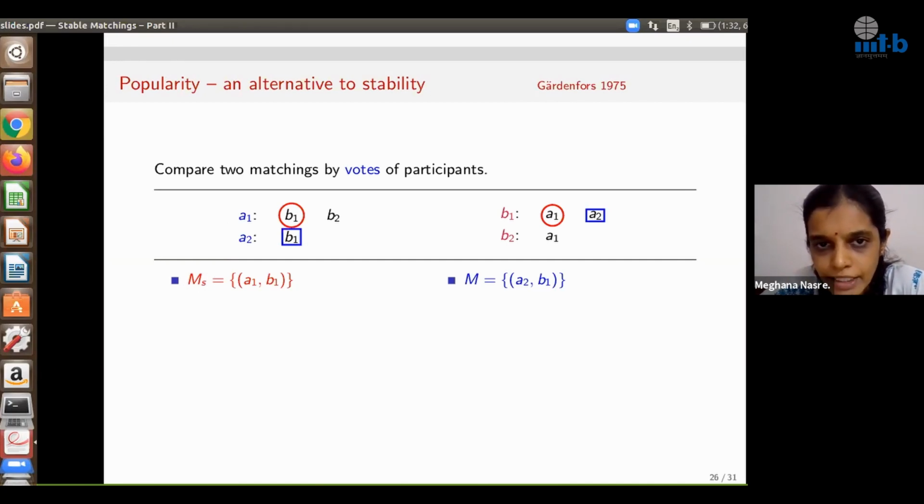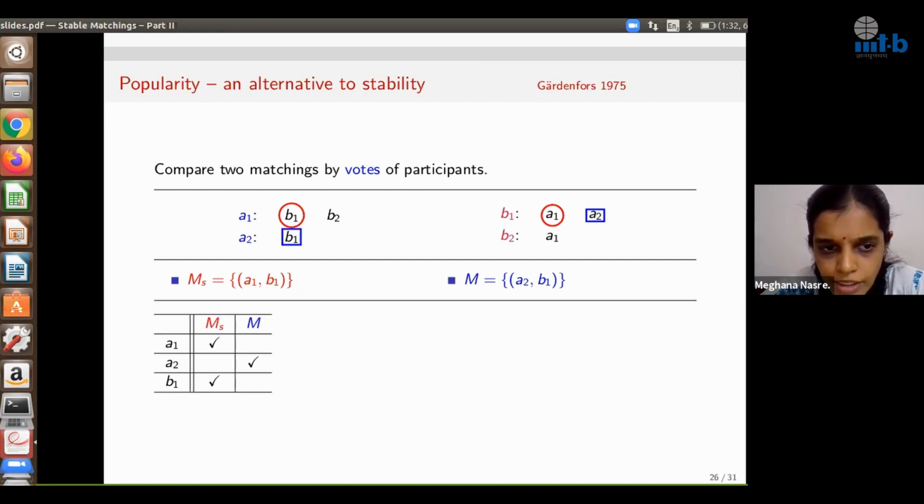And what do I mean by these votes? So let's do this table. We have just 3 people voting, and we'll see why. So A1, A2, B1. I should have written B2. B2 is not there because B2 remains unmatched in both matchings, so it doesn't care which matching the central authority chooses. Both of them are equally good or equally bad for it.